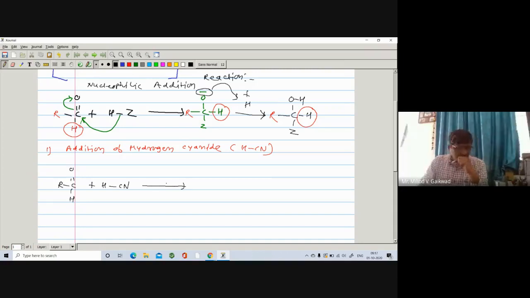So in the first step, what happened? The nucleophile attacks. Oxygen is more electronegative as compared to carbon, so the pi bond opens on the oxygen, O negative and C positive. HCN undergoes polarization, CN negative, H positive. This CN negative will attack this C positive.